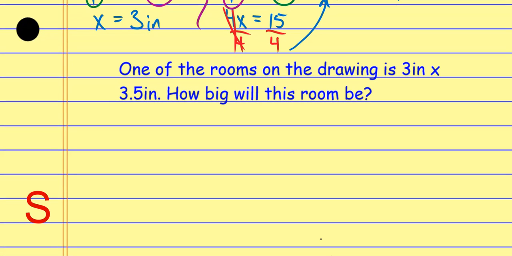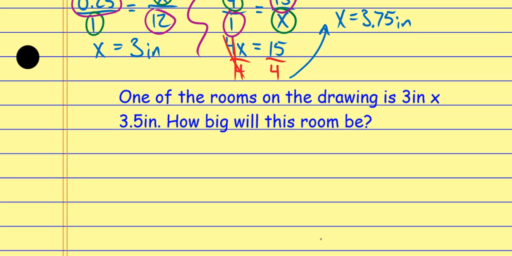If I look at this guy, it says one of the rooms on the drawing is 3 inches and the other one is 3.5 inches. How big will this room be? Well, we already know one of those measurements, but let's pretend that we don't, because we had a 3-inch measurement and that went with 12 feet, so it's going to be 12 feet. But let's set it up in terms of the ratio. Maybe I use this other ratio of the 0.25 over the 1. Maybe we liked that better.